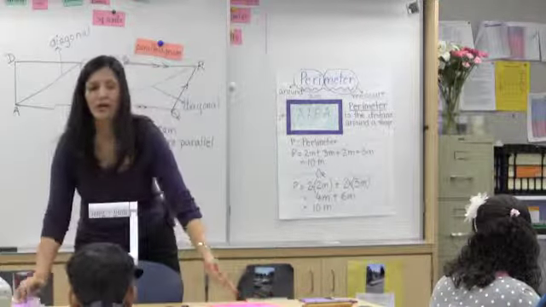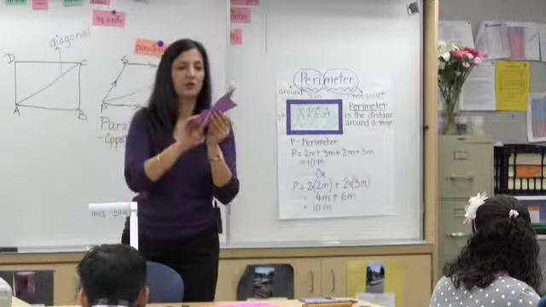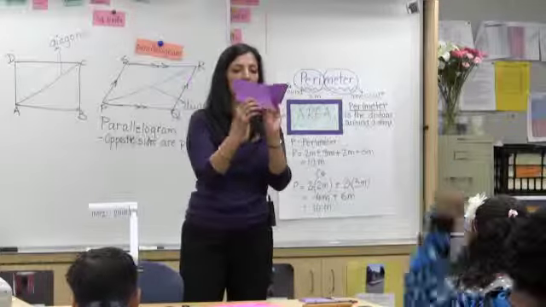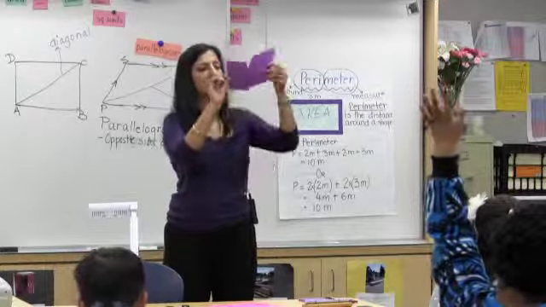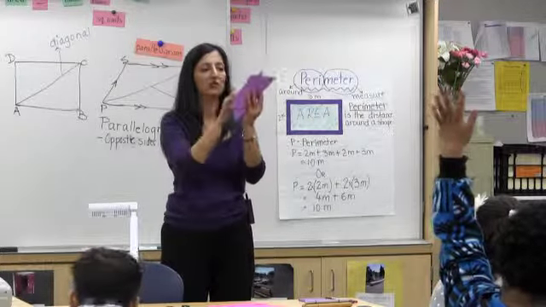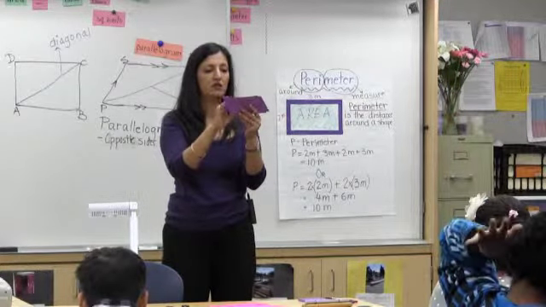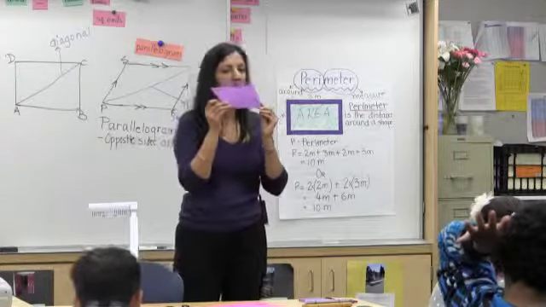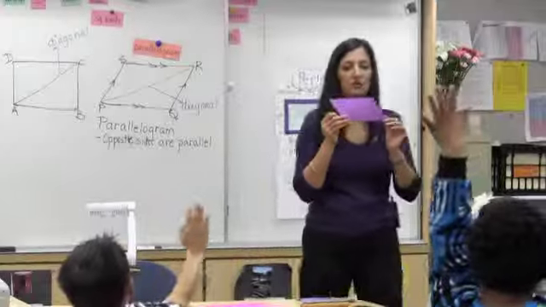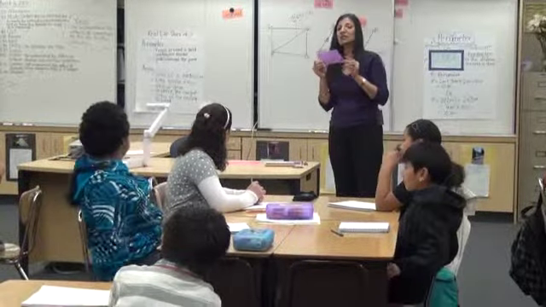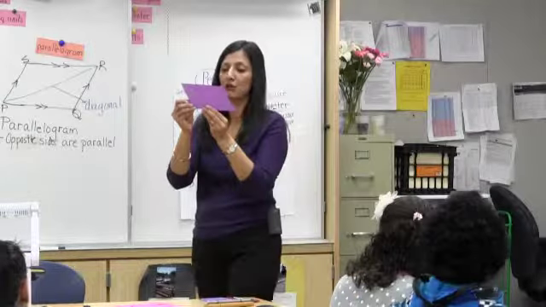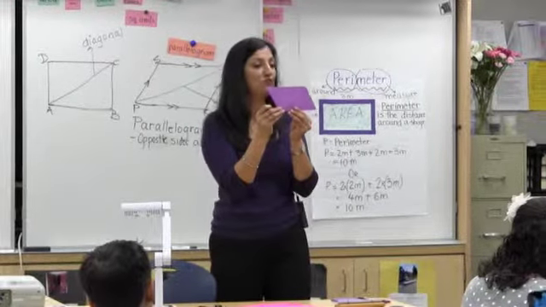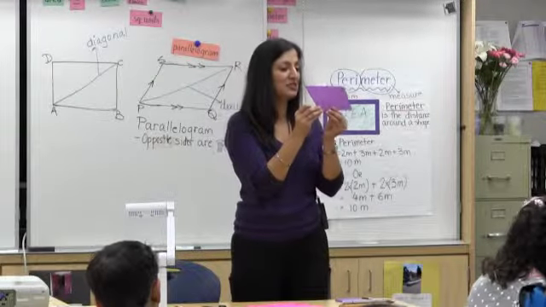Now look at my parallelogram. What kind of parallelograms are these? Can I try and somehow move it around and see if I can fit it right on top of the other one? So what kind of parallelogram would this be? Lysander? Congruent? Correct. This is a congruent parallelogram because it is the same shape and the same size.